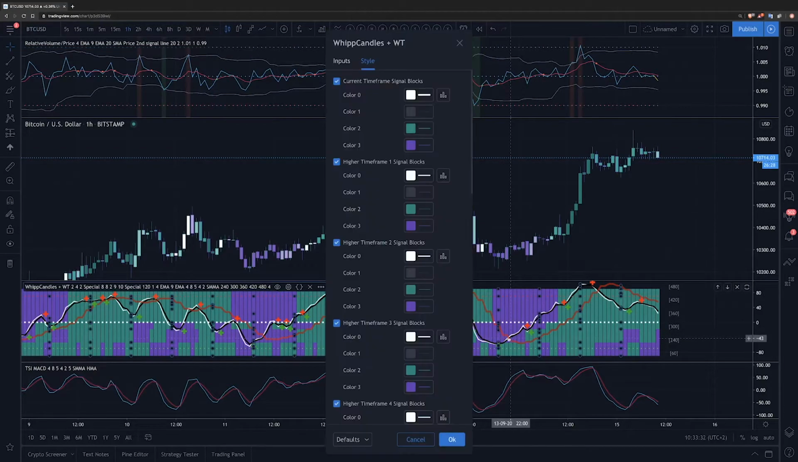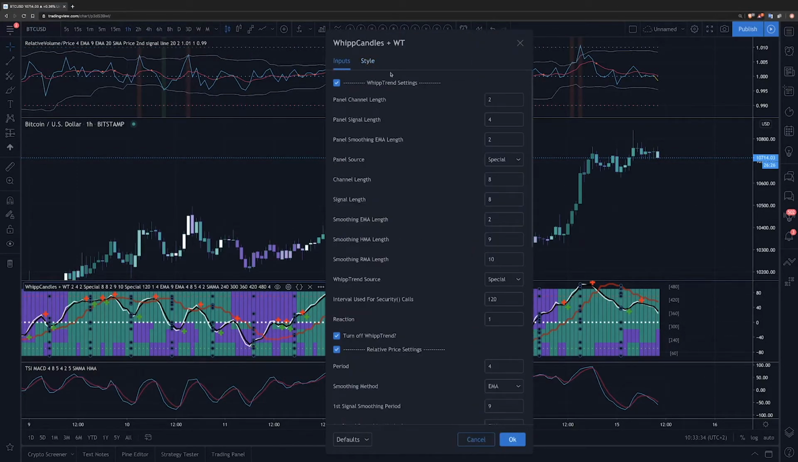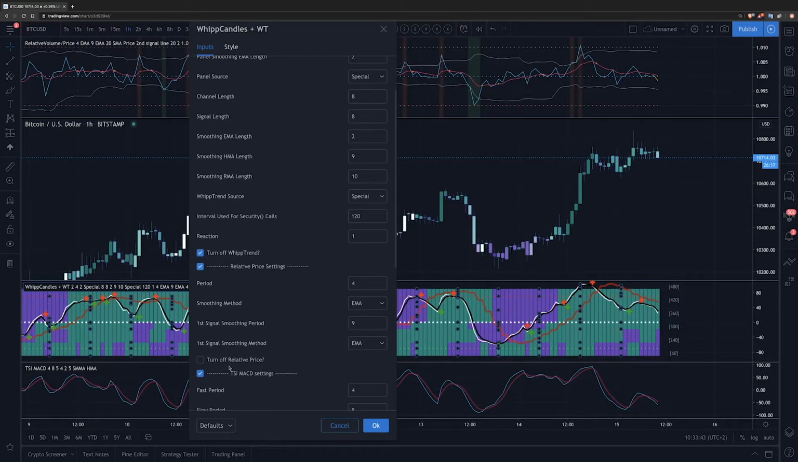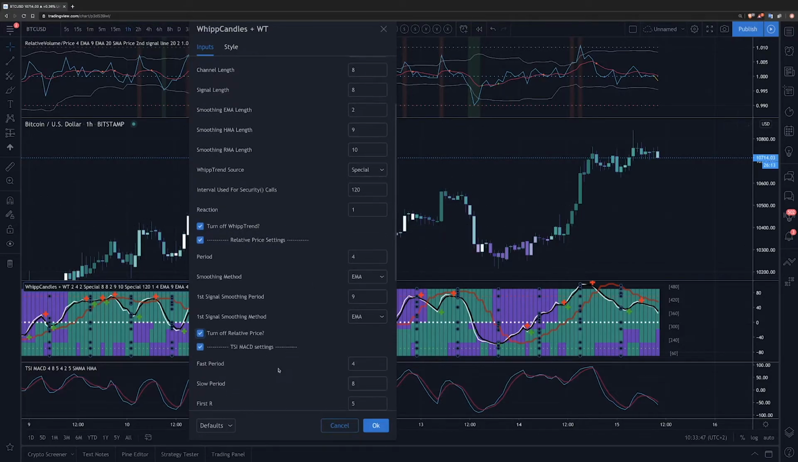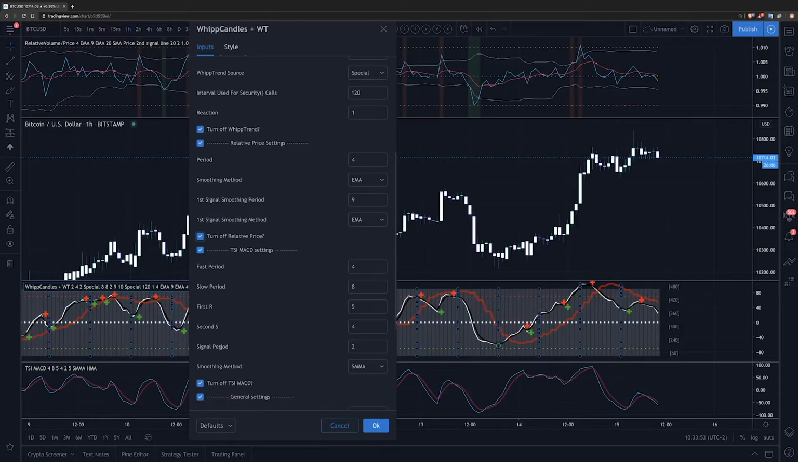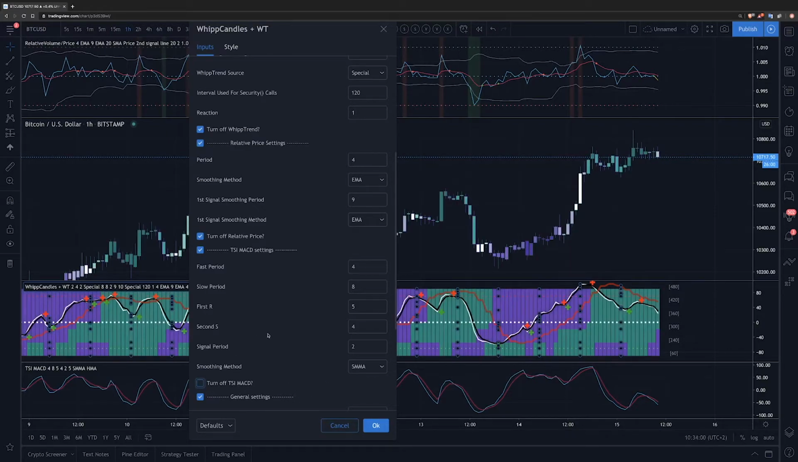So we have whip trend turned off. Now we just have RVOL price, which is in the candles. Now we're going to turn that off, and we should have nothing again. So turn off relative price, tick that, and it turns it off. The candles will go back to an error. We have an error. So now TSI MACD, we're going to turn TSI MACD on by unticking the option.